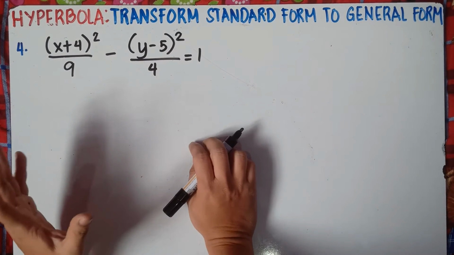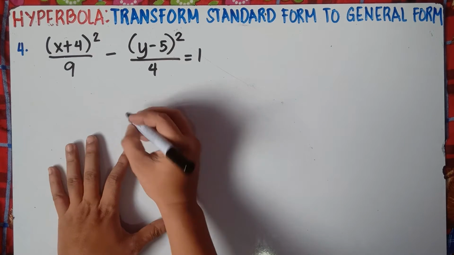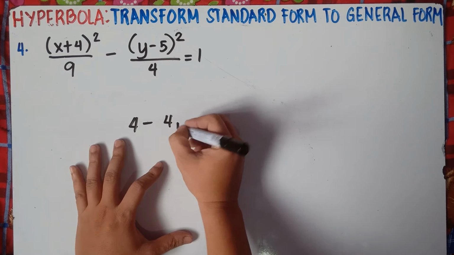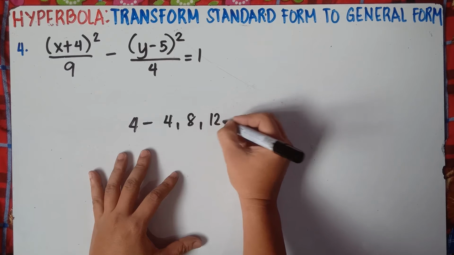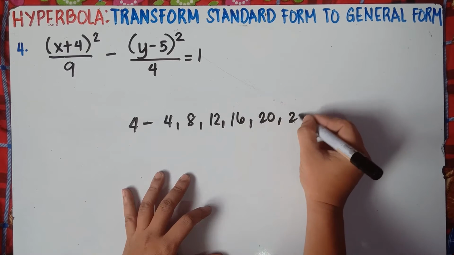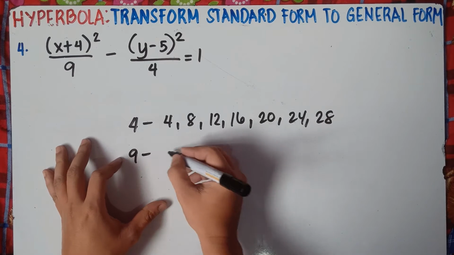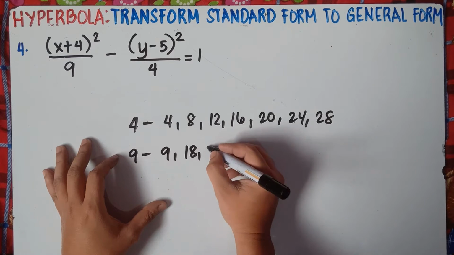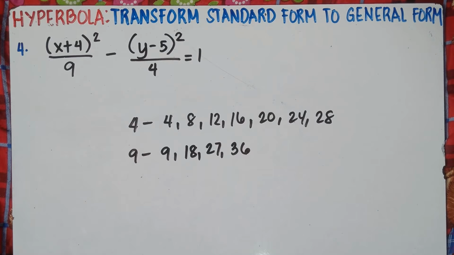When finding the LCM, if you still remember from your elementary years, to get the multiples of 4 you do it this way: 4 times 1 is 4, 4 times 2 is 8, 4 times 3 is 12, 4 times 4 is 16, just add 4: 20, 24, 28, and so on. For the multiples of 9: 9 times 1 is 9, 9 times 2 is 18, 9 times 3 is 27, and so on. Just add 9, then 36.